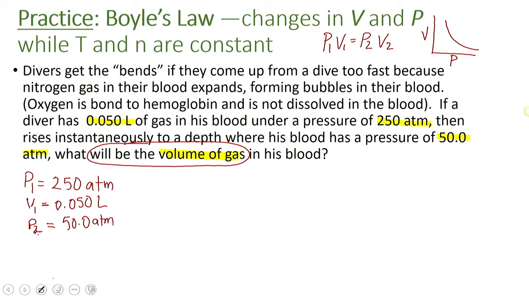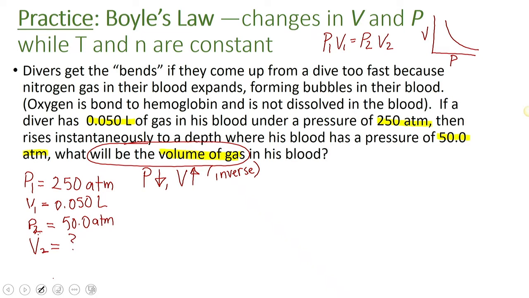So what has happened to our pressure? Our pressure went down, so that means that for our answer, the volume should go up because we have an inverse relationship. Inverse. So we are actually looking for V2. Hey, V2, that's what we need to know.